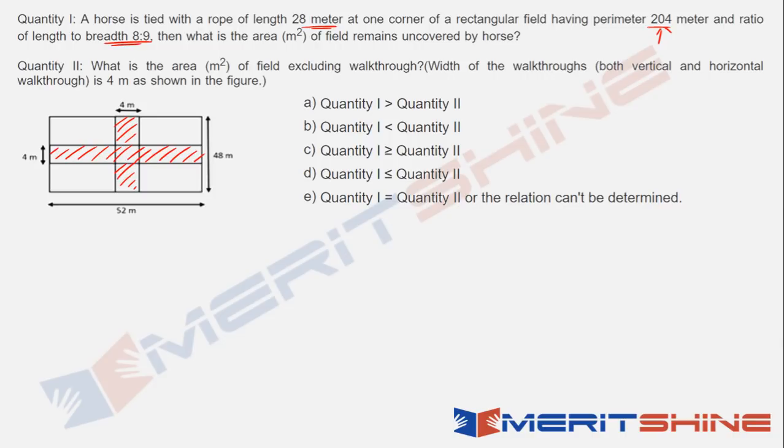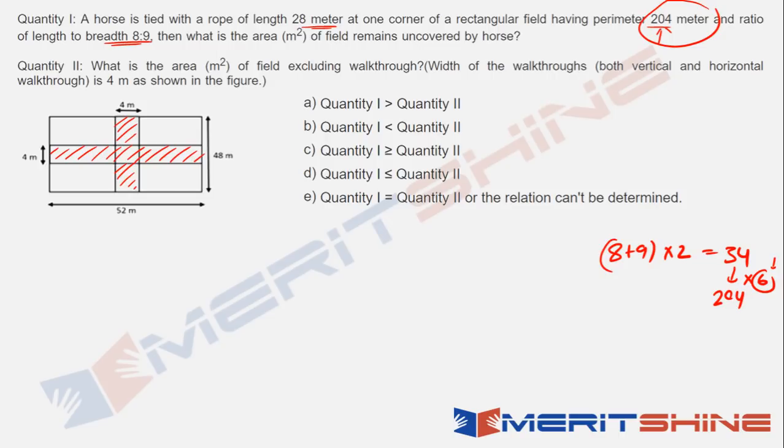So the way you do it is, if I take the actual length and width as 8 and 9 only, since the ratio is given to you, then what would be the perimeter? It will be (8 plus 9) into 2, so this would be 34. But what is my actual perimeter? This is 204. So from 34 to 204, use the unitary method. How many times is this? This is 6 times. So basically your scale is 6.